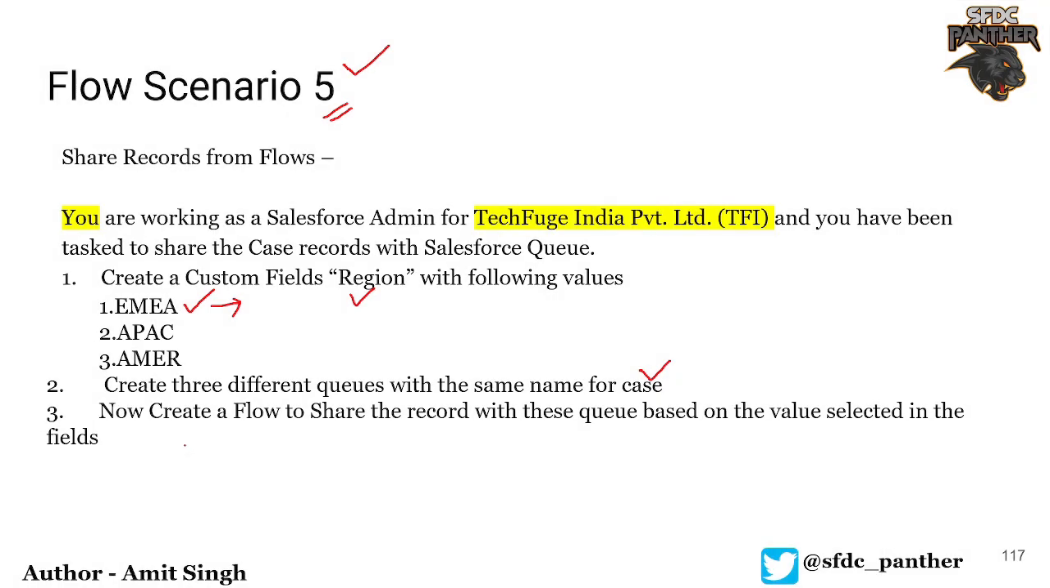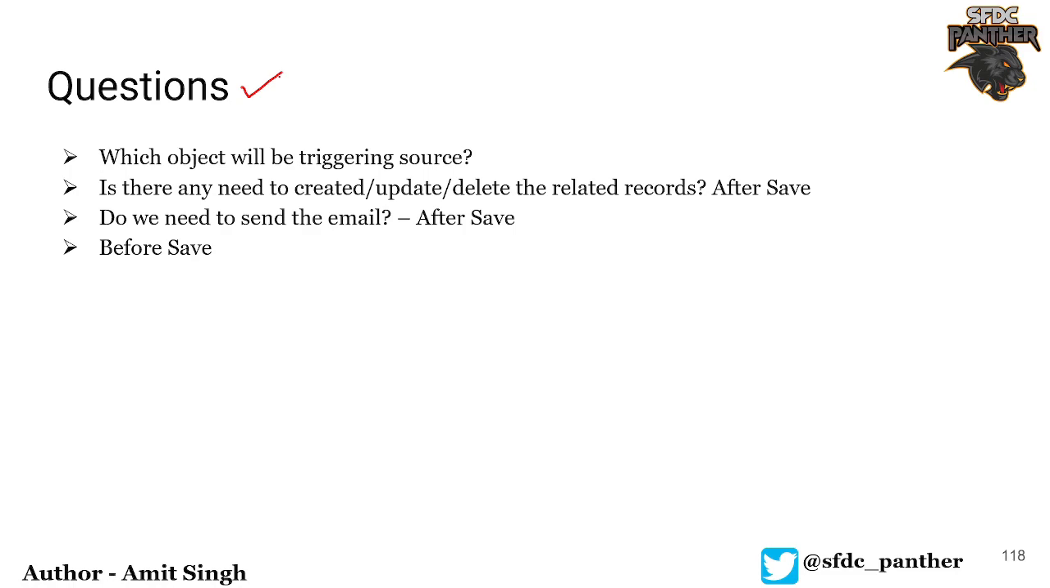Before starting the actual implementation, we have a couple of questions that we do ask so that we can get clarity on how to implement this. The very first question is, which object will be our triggering source? Our triggering source object is case. Then, is there any related record to create, update, or delete? The answer is yes. We need to create a record which is case share. That is how we will be sharing a record.